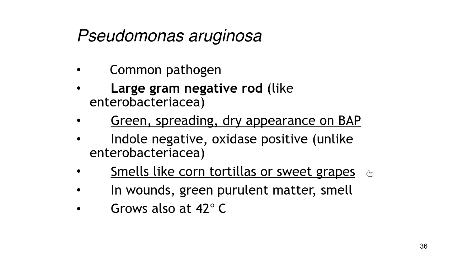So again, you can do a wafting test, W-A-F-T-I-N-G. You get the smell off that, and you say, oh, this smells like corn tortillas, or it smells like grapes. And the organism looks greenish, spreading, and this is very present in wounds, green purulent matter. And again, it likes to grow at a little warmer temperature.